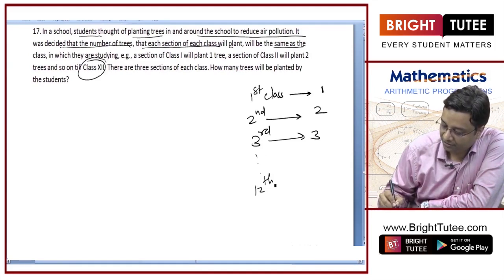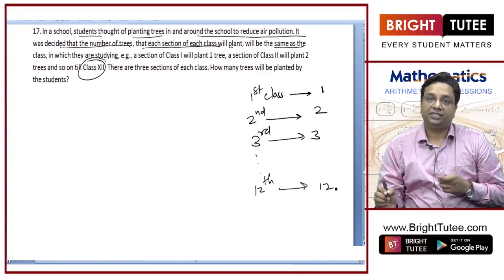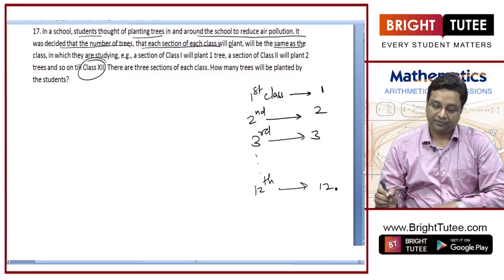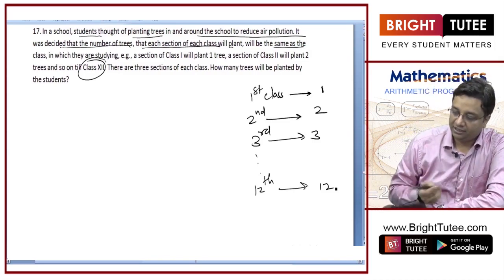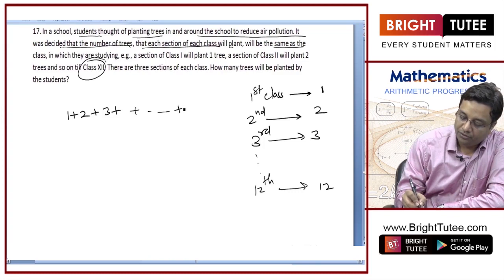So 12th class will plant 12 trees, and there are 3 sections of each class, right? How many trees will be planted by these students? So let us say there was 1 section in each class. So how many trees were there? 1 plus 2 plus 3 plus up to 12.